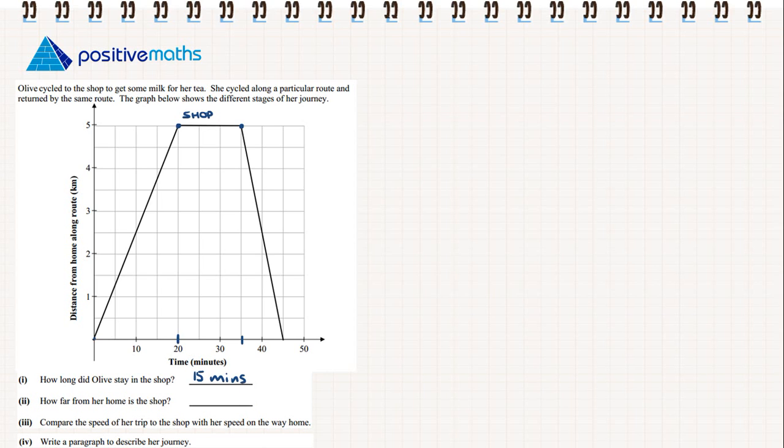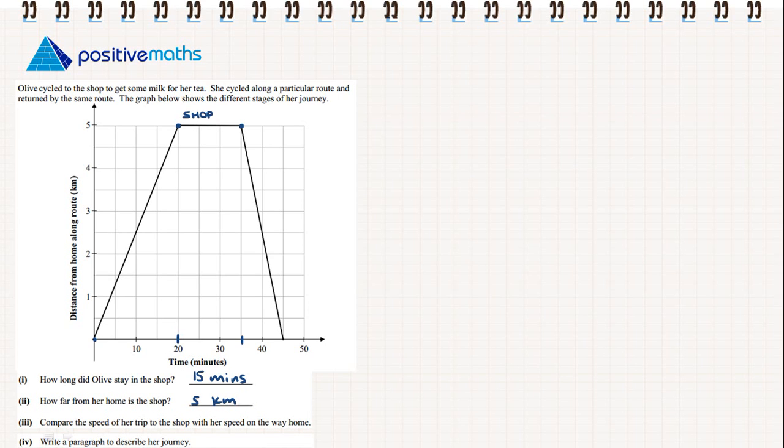Part 2. How far from her home is the shop? So if we look at the y-axis, she travelled from her house at 0 kilometers, 5 kilometers to the shop and back again. So the shop is 5 kilometers from her house.